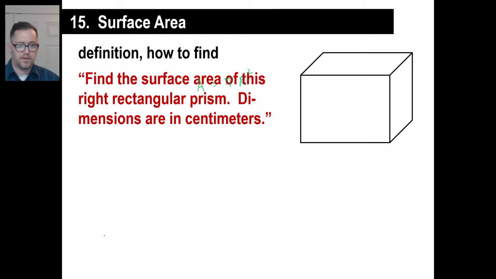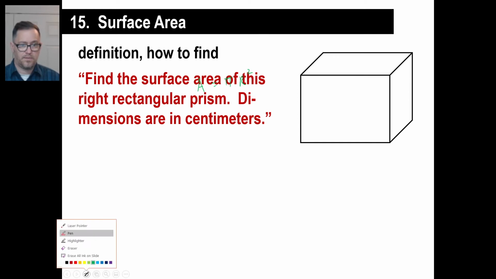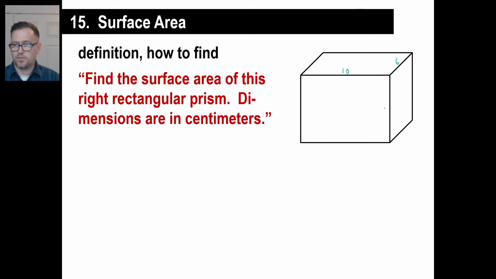And they'll have ones like this. Find the surface area of this right rectangular prism. Dimensions are in centimeters. Okay, well, I don't know, let's make up some figures here. We got 10, let's say 6, and how about this will be 8. Okay, well, all you need to do to find surface area is to realize that, let's say this is 10 by 8. That gives this surface of this prism an area of 80, right?